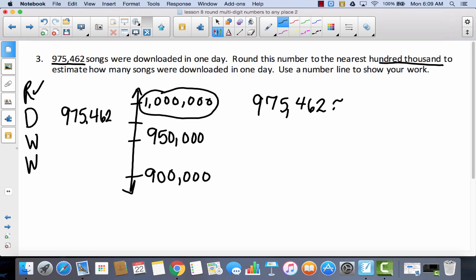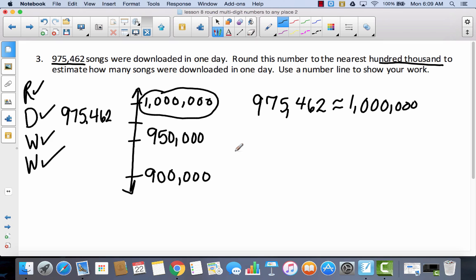975,462 is about 1 million. So that would be my number sentence. So we drew a number line, we wrote a number sentence. Now we're ready to write an answer or a word sentence answering the question. So we're trying to figure out about how many songs were downloaded in one day.